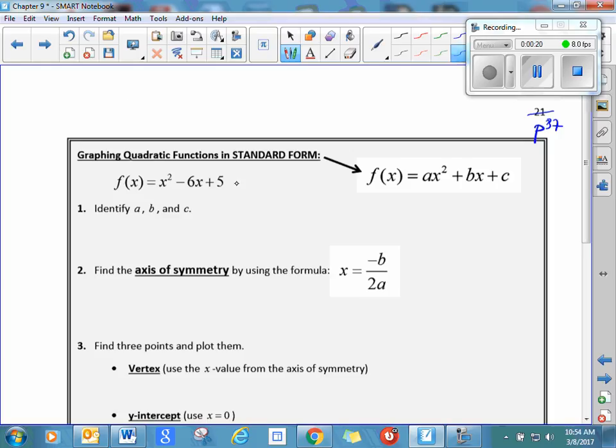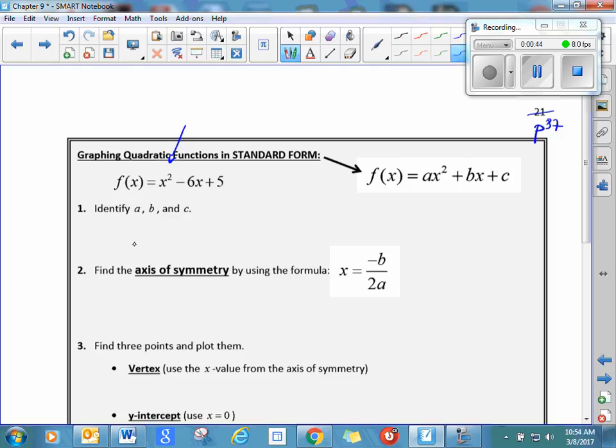Anyway, we're given a quadratic equation, a function. You can tell it's going to be a parabola because it's got an exponent of 2, so nobody needs to tell us that. We're looking at it. It's written in standard form. It's x squared minus 6x plus 5. And we've got some real specific steps that we're going to take to actually create a graph on the blank graph paper down at the bottom of the page.